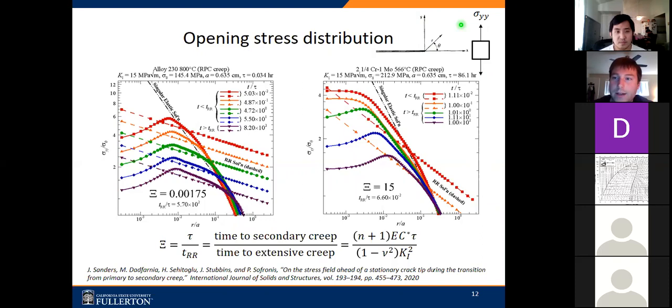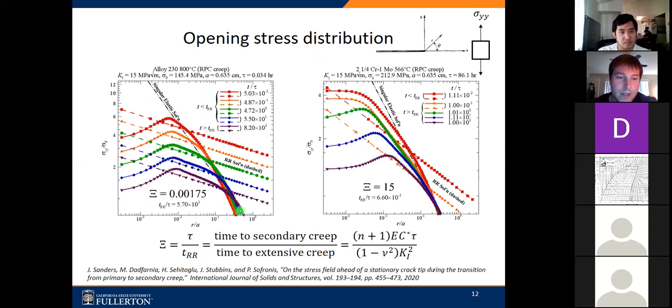So I'm going to show you opening stress distributions along the symmetry plane. Okay, so theta equals zero here. I'm plotting the opening stress versus r, the radial distance from the tip of the crack. And I'm doing this for two materials, those two materials that I showed you earlier: alloy 230, which remember did not exhibit a whole lot of primary creep, and the chrome moly steel, which did exhibit primary creep. You can see that the behavior of these two materials is quite different. I've shown you here the singular elastic solution. The colored dashed lines are the RR solution, and the solid lines are the numerical solution.